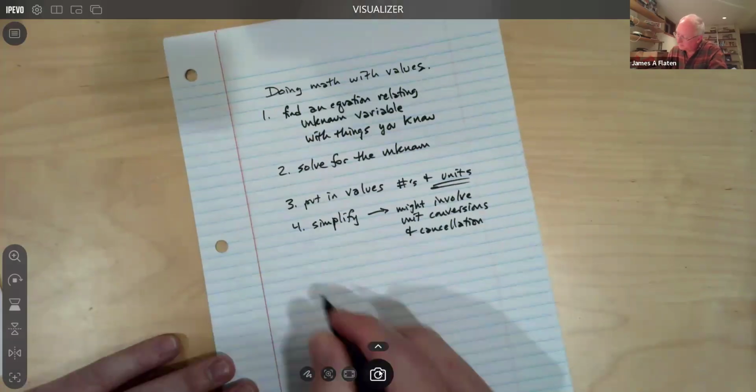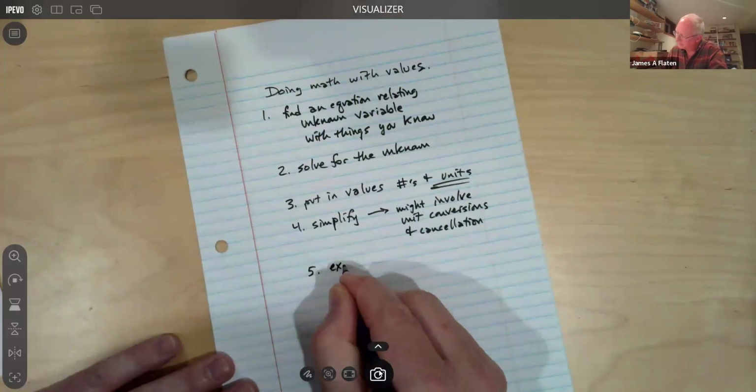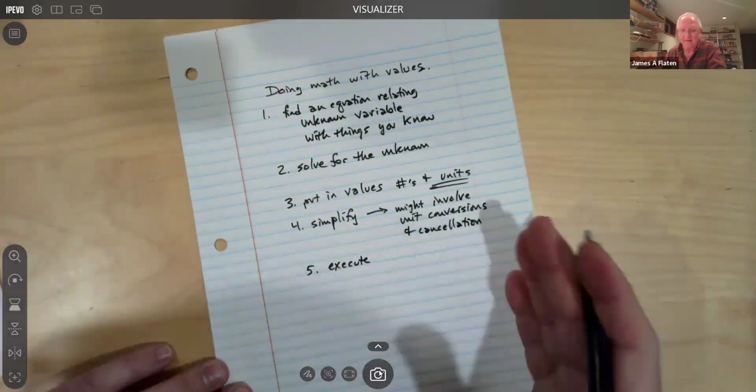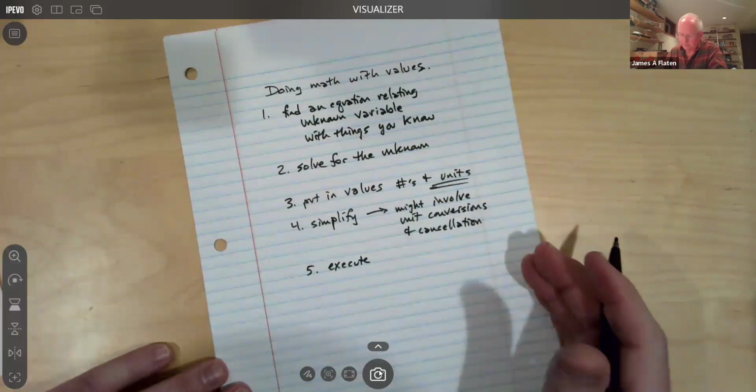Once things are as simple as you can get them to be, then I'm just going to say execute. Execute more or less means just take the numbers and put them in a calculator and get the final answer as a single number, perhaps a decimal number.